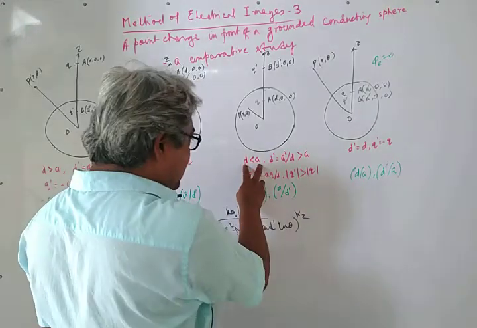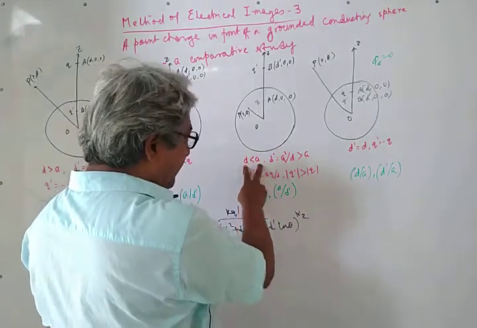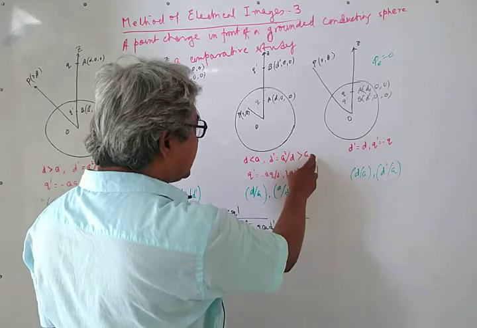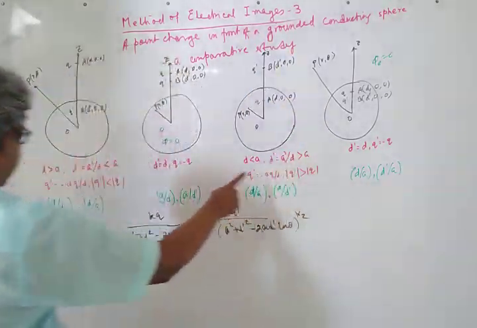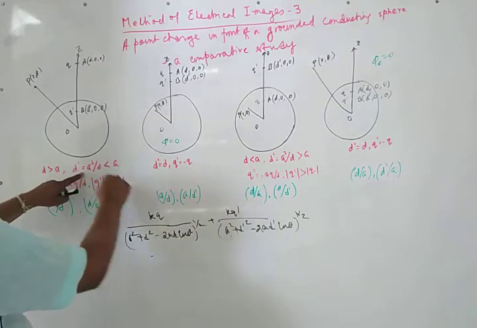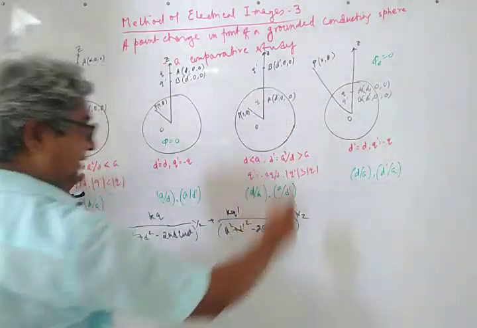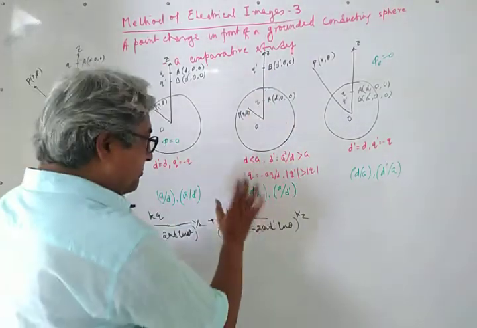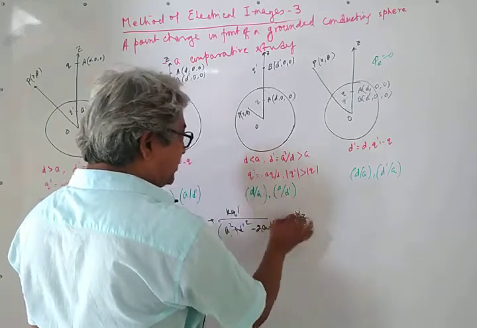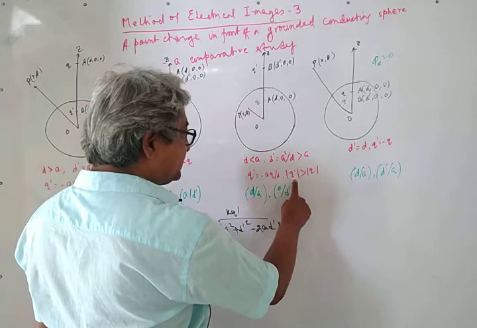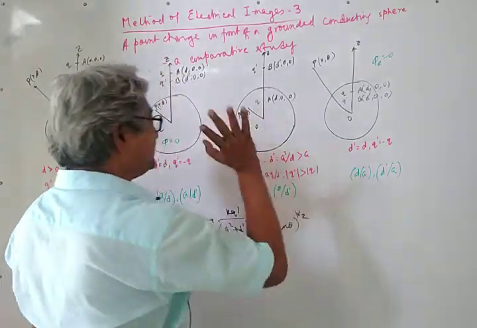Here, since d is less than a, d prime is greater than a, that is the charge lies outside. In the earlier case, d prime was less than a, but here d prime is greater than a. And the magnitude of the image charge is greater than that of the inducing charge.